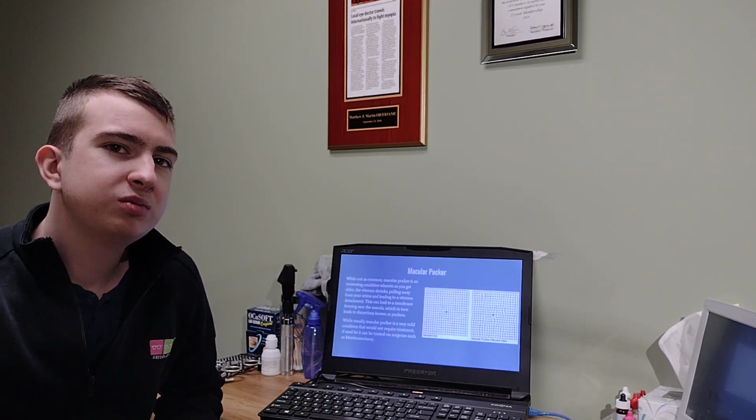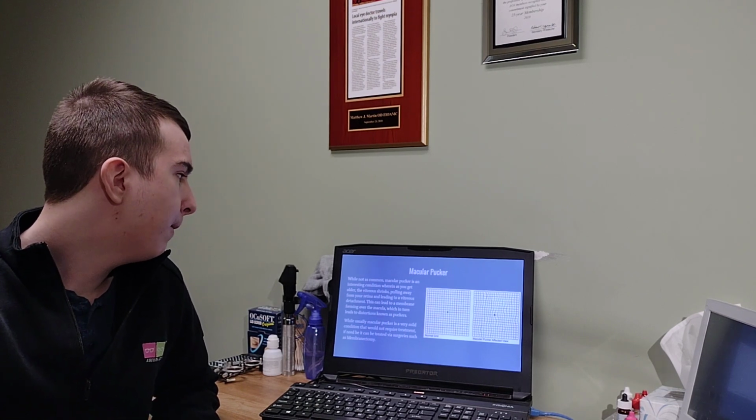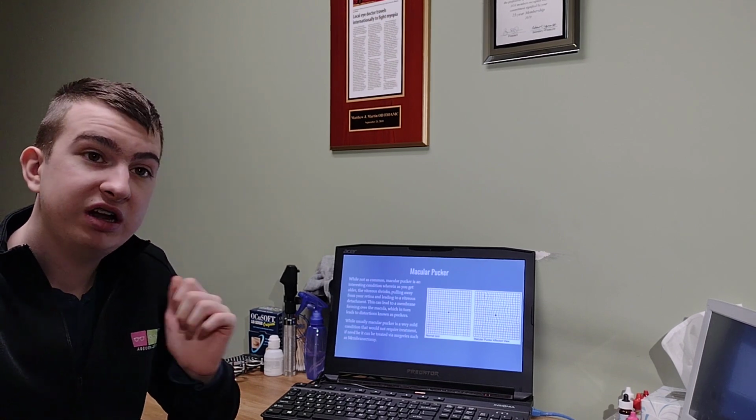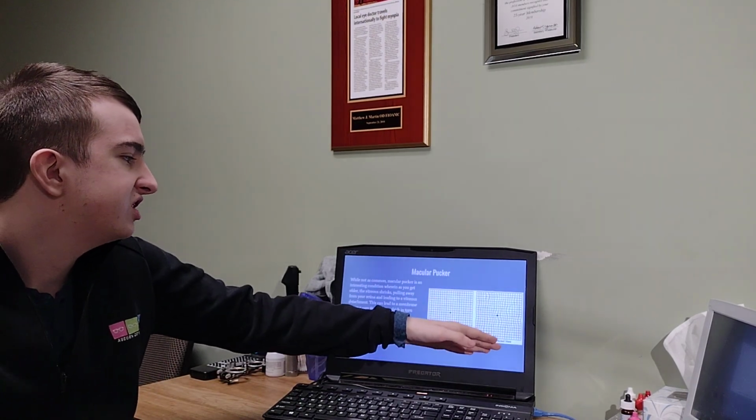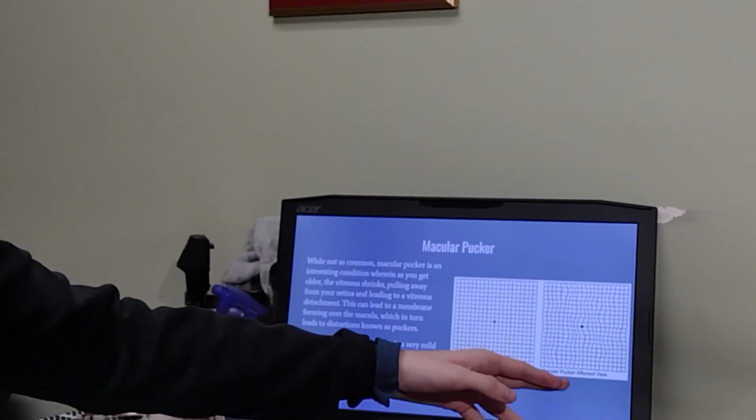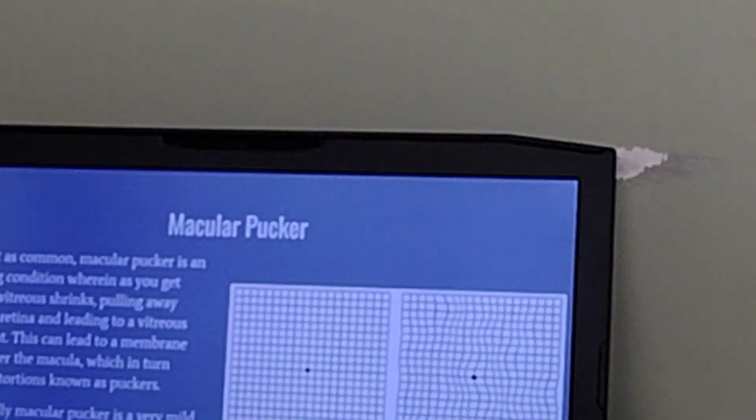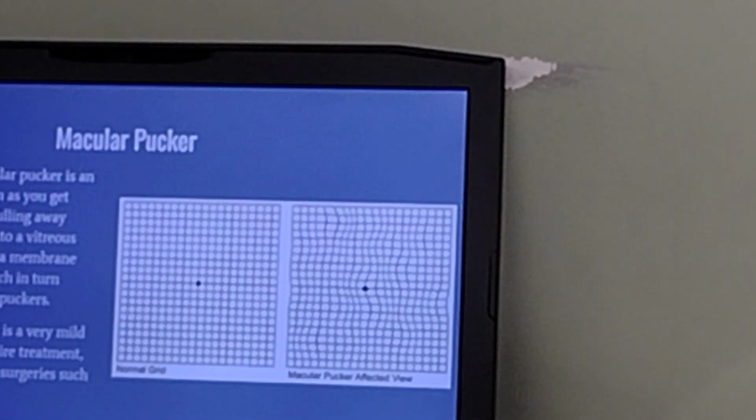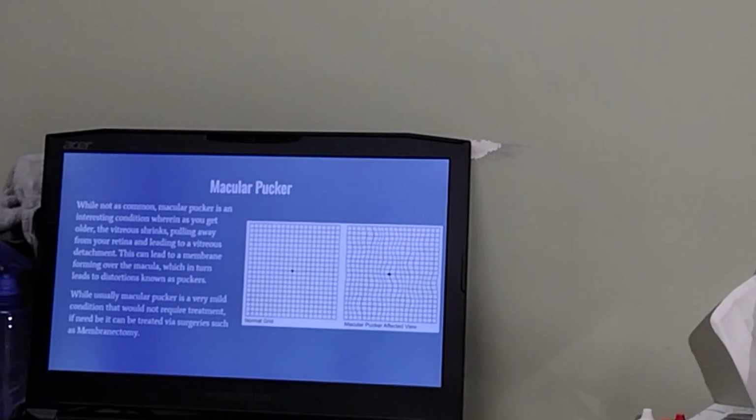While not as common as some of the other conditions discussed here, macular pucker is an interesting condition wherein, as you get older, the vitreous shrinks, pulling away from your retina and leading to a vitreous detachment. This can lead to a membrane forming over the macula, which in turn leads to distortions in your vision known as puckers. As you can see by this chart here, this is an example of what this grid might look like if you had macular pucker. You can see all the curves and everything in it. While macular pucker is a very mild condition that would not normally require treatment, if need be, it can be treated via surgery such as membranectomy.